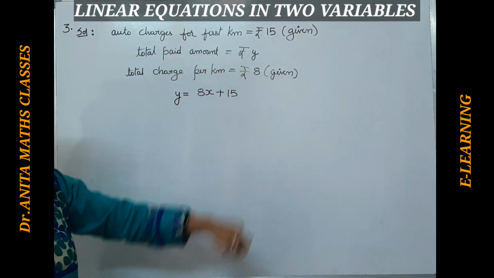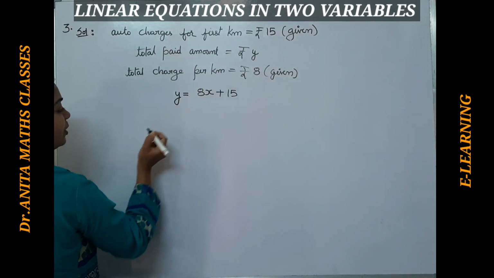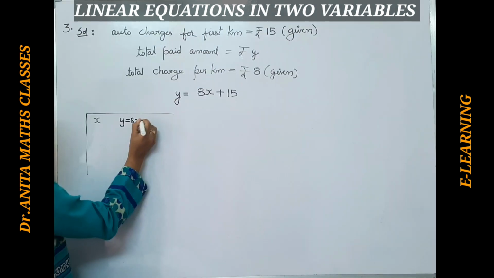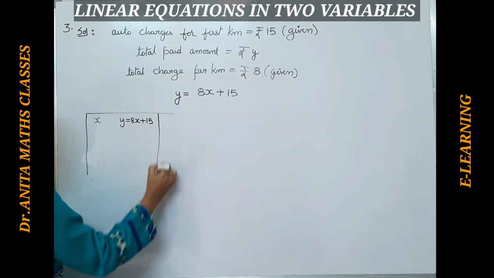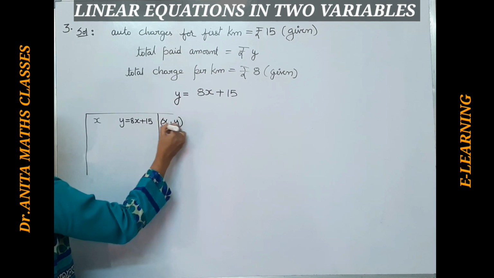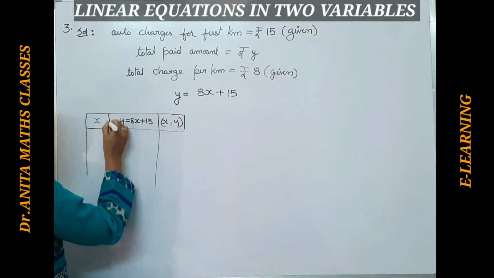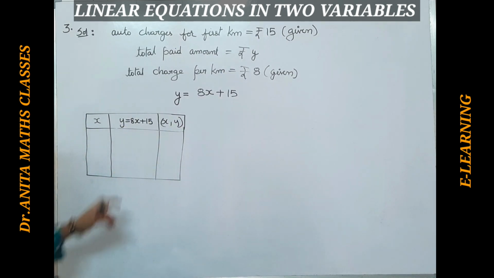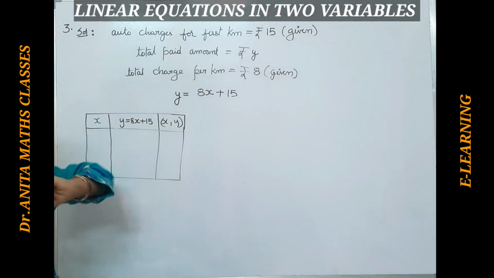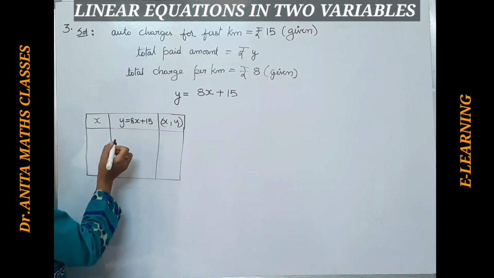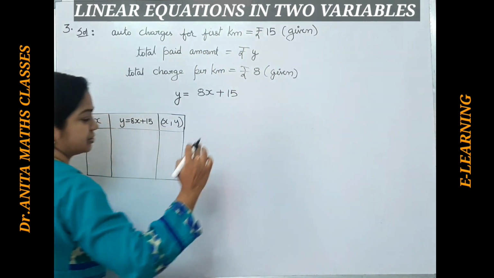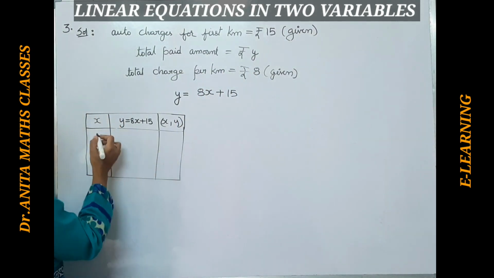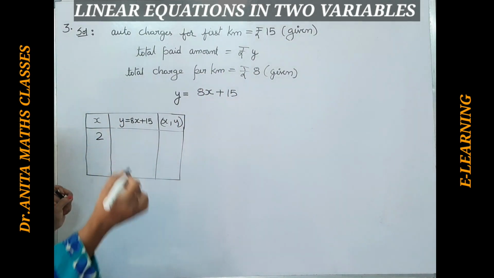For this we need to plot the graph. To plot the graph, first we need to find the tabular column. In this tabular column we will write down x and y. Let me substitute some values for x so that we get y. That point we will plot on the graph. For the first kilometer it is 15 rupees, and for subsequent kilometers they are charging 8 rupees. Let me take 2 kilometers for example. You can take anything: 2, 4, 6, 8, anything.